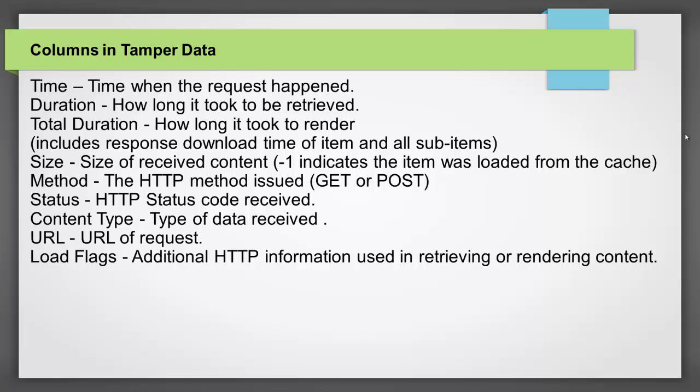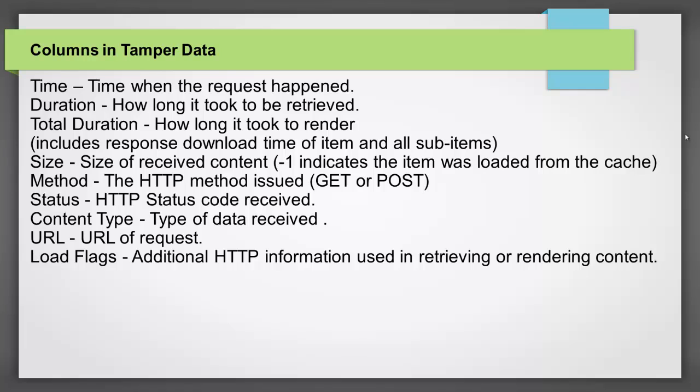The size column tells us the size of the received content. The -1 here indicates an item that was loaded from the cache. The method column indicates the HTTP method issued, whether it was GET or POST. The status column tells us the HTTP status code that was received. The content type column tells us the type of data that was received. The URL column tells us the URL of the request.